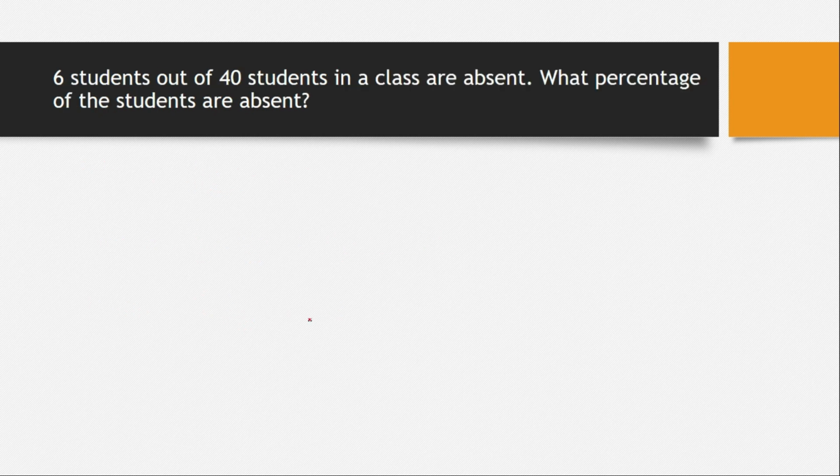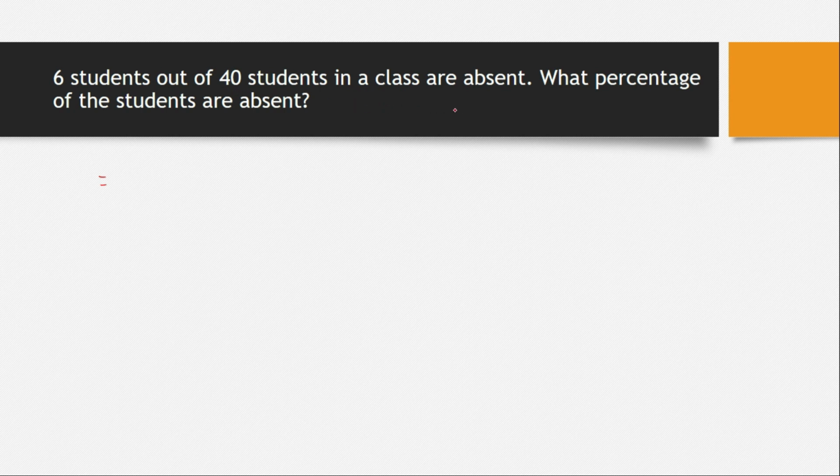Next question is 6 students out of 40 in class are absent. So what percent of students are absent? You have to find out. So what we will do first? How many students are absent? 6 students are absent. What is the total number of students here? Total number of students are 40.